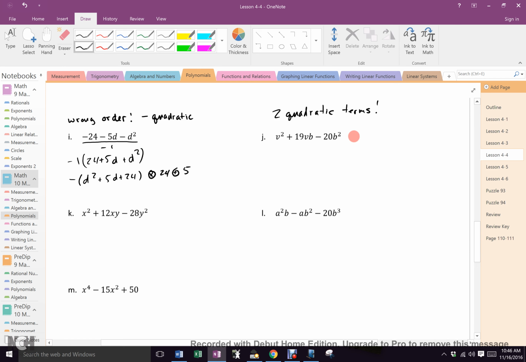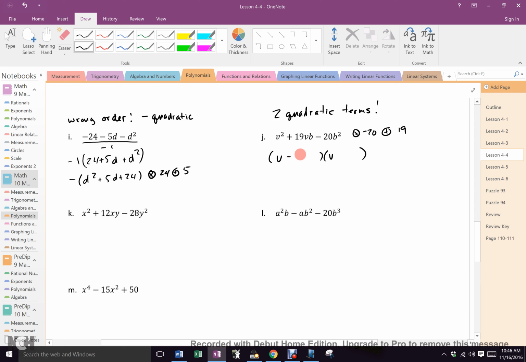So if this is going to work, I got to multiply to what? What would I have to multiply to? -20. And what would I have to add to? 19. What is it? -1 and 20. The group that everyone forgets about. -1 what? B. Do I write -1 in my final answer? No.